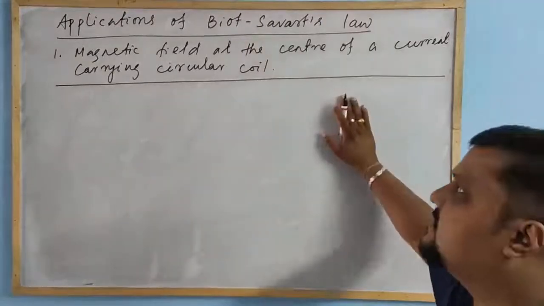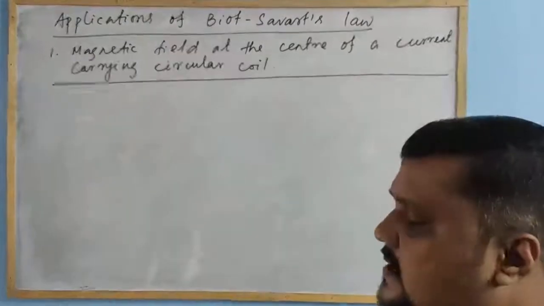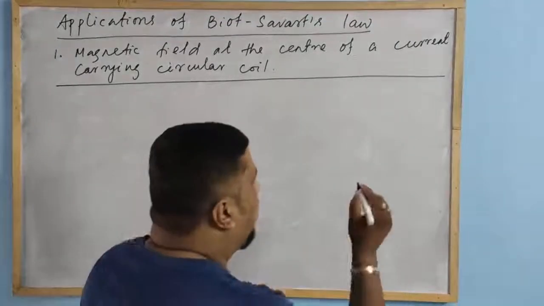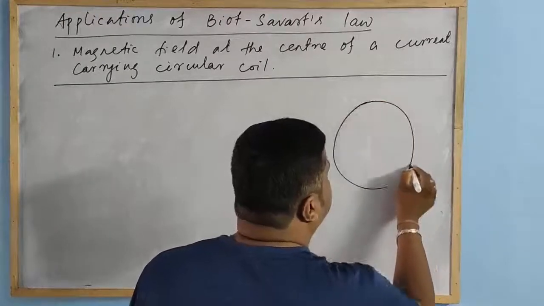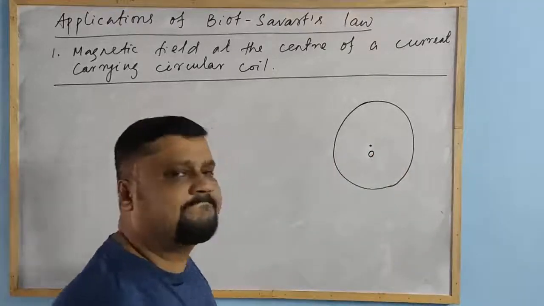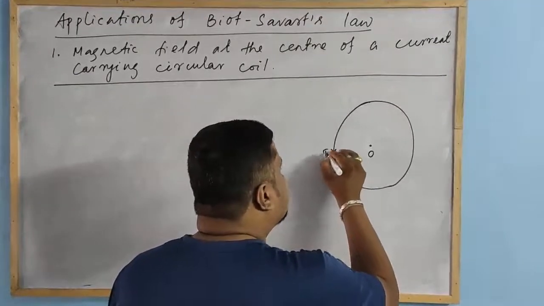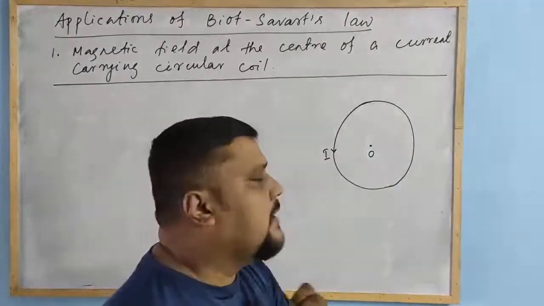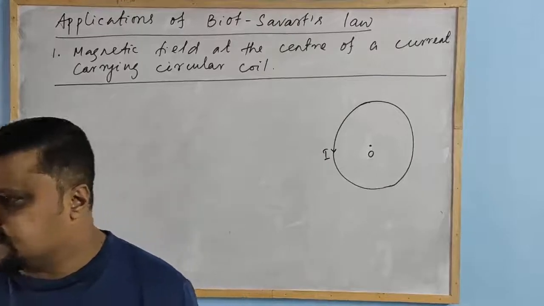Here, one of the applications is your magnetic field at the center of a current carrying circular coil. So now let us consider a circular coil of center O that carries a current I. Let the direction be this direction. You can also take the other direction. Let it carry a current I in the anti-clockwise direction.